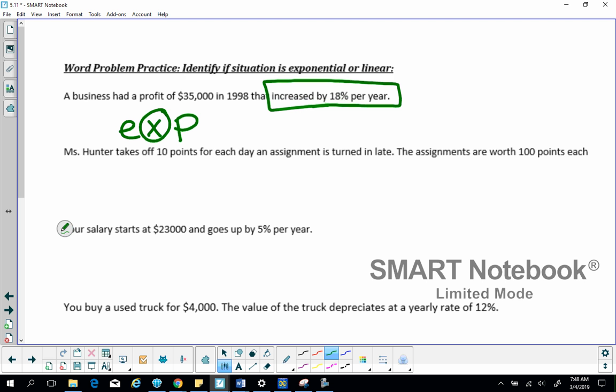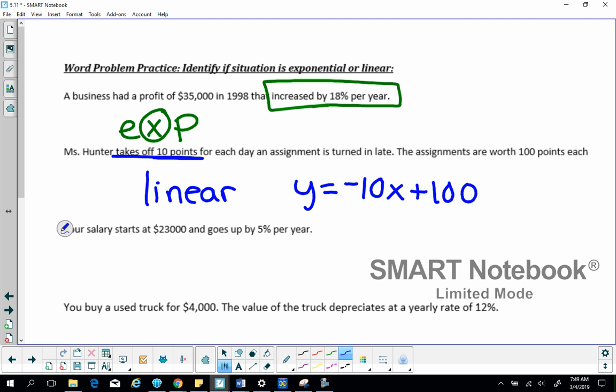Miss Hunter takes off 10 points for each day the assignment is turned in late. The assignments are worth 100 points each. Would that be linear or exponential? Linear, right? Because you're subtracting each time. And so because you're subtracting, it'd be linear. How would I write that equation? Y equals, what's the slope? Negative 10, because it's subtracting 10, plus the 100 original points on the test.